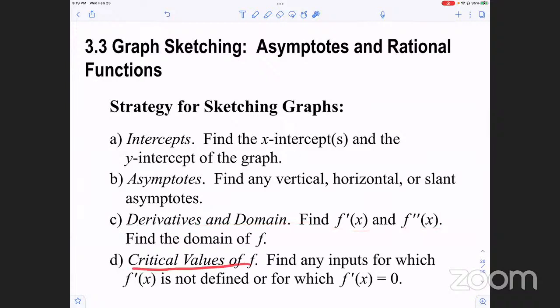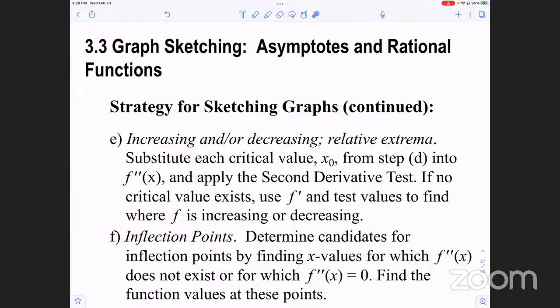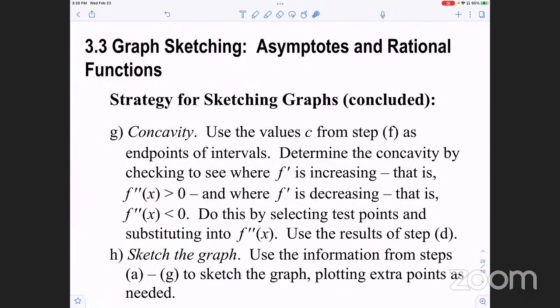Any critical values from the first derivative. Find the intervals over which the function is increasing or decreasing, and any relative extrema. Any points of inflection, so that's where the second derivative is going to be either zero or undefined. The intervals of concavity: once you have your points of inflection, you can identify over what intervals the function is either concave up or concave down, and then put all this together.